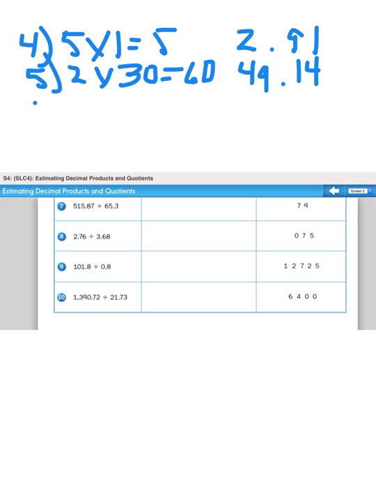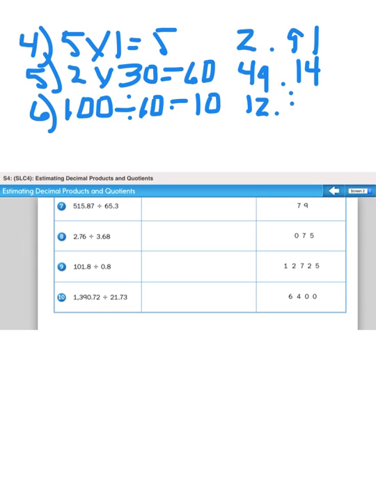Then number 6, we would round 95.76 to 100. And we're dividing now, so we're going to divide by 7.6, we're going to divide by 10, which gives us an estimate of 10. So your answer is going to be 12, put your decimal point right there, 0.6.